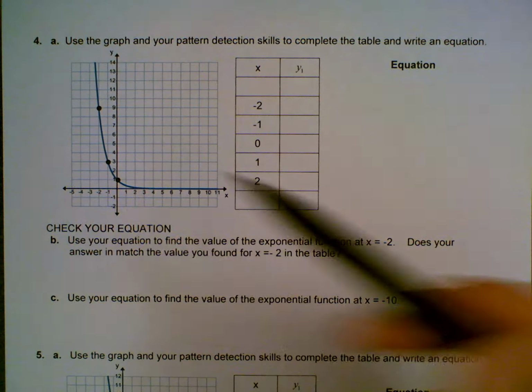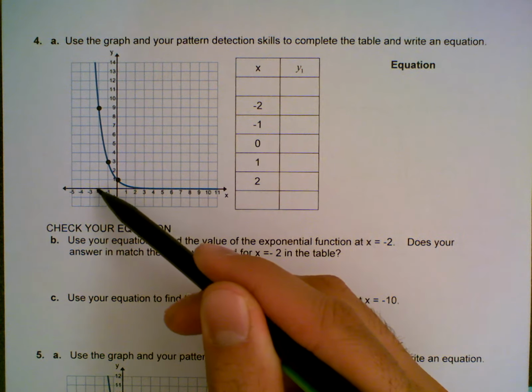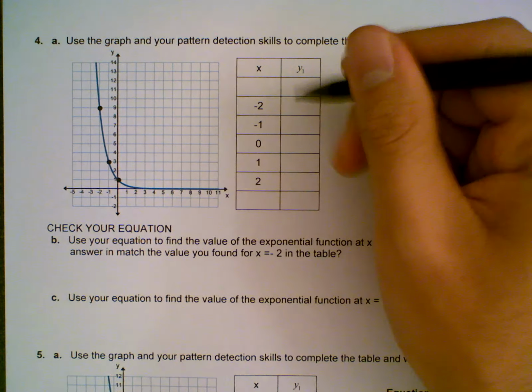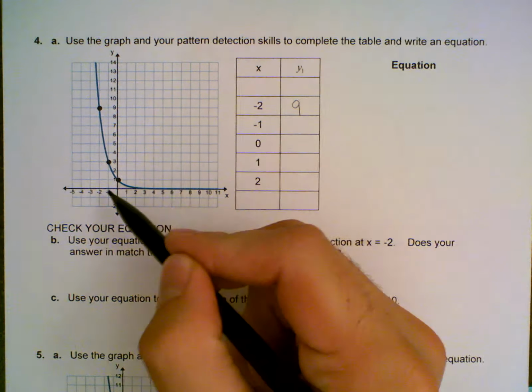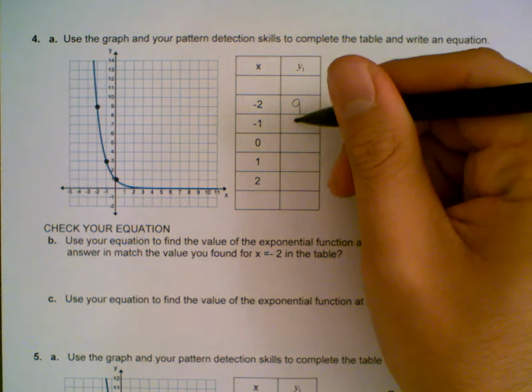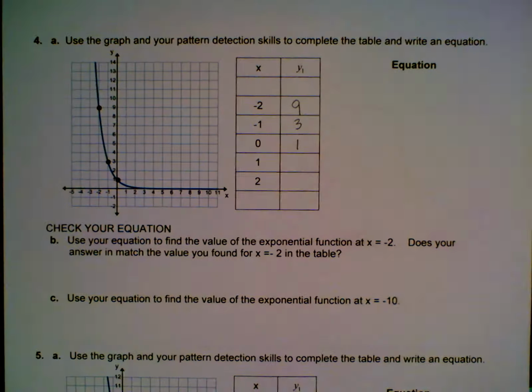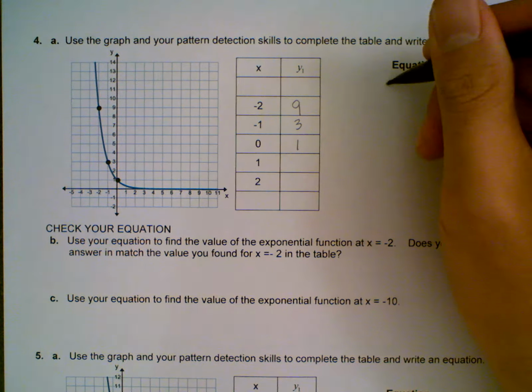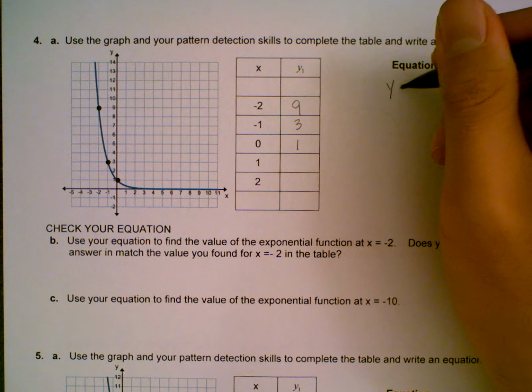So let's look at our first point here, -2. It's at 9. -1, it's at 3. And at 0, we are at 1. So we need to come up with an equation given those 3 points.